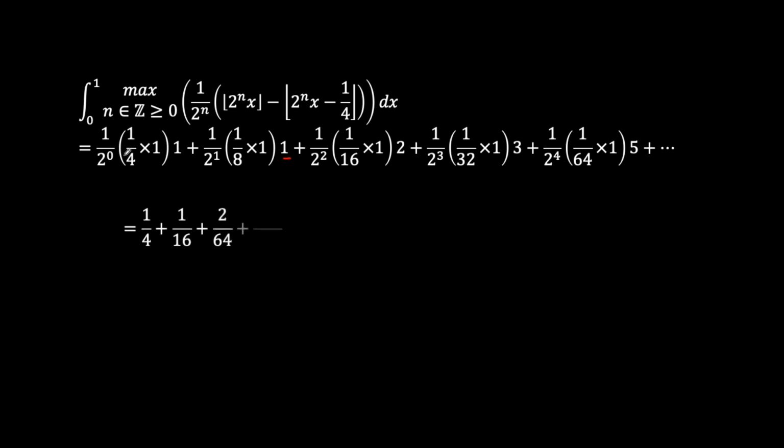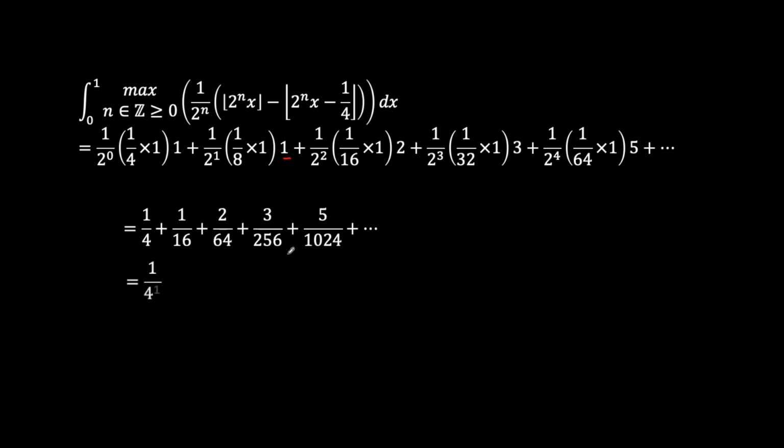So what this results in is 1 over 2 to the power 0 is 1 over 1, which is 1. But now we're left with the quarter here. 1 over 2 times 1 over 8 is 1 over 16. 1 over 4 times 1 over 16 times 2 is 2 over 64. 1 over 8 times 1 over 32 is 1 over 256, times 3 is 3 over 256. 1 over 16 times 1 over 64 is 1 over 1024, times 5 is 5 over 1024.